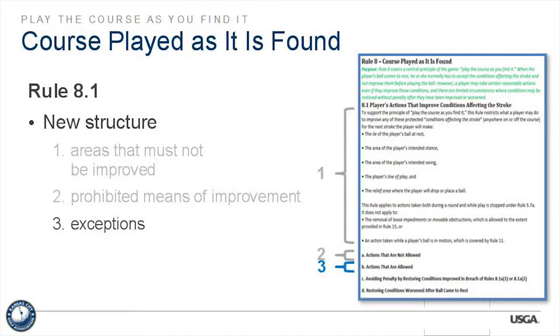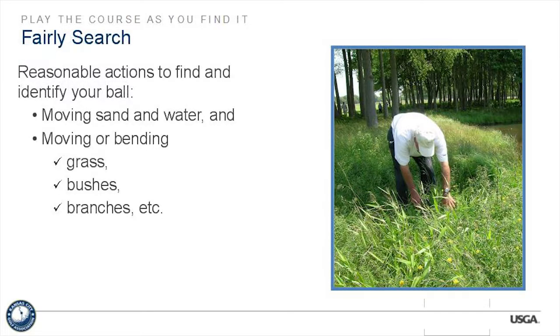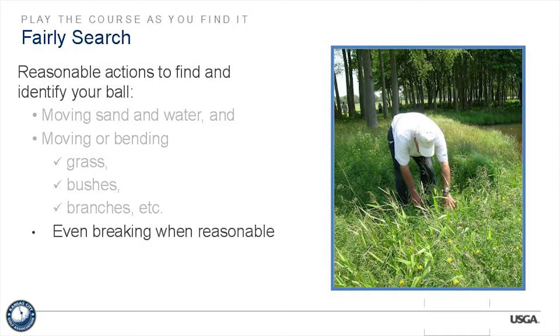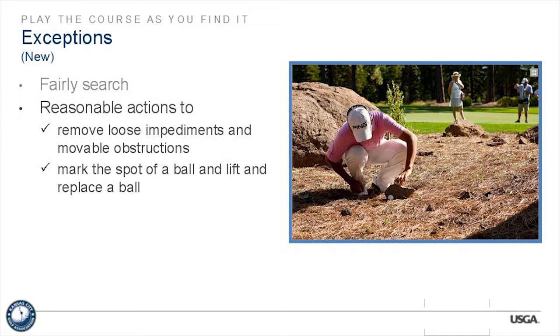All right, so let's talk about some of the exceptions that are going to get us not penalized. So fairly searching, like we just talked about in Rule 7, as long as you're fairly searching for your ball and you improve the conditions affecting the stroke, you're okay, as long as it's a fair search. So what is a fair search? Let's talk about that. If we move sand and water, moving or bending grass, bushes, branches, even breaking when it's reasonable. So these things that we just talked about, as long as you do it fairly, you're going to be okay. Reasonable actions to remove loose impediments and movable obstructions. If you improve your area, you're going to be fine.